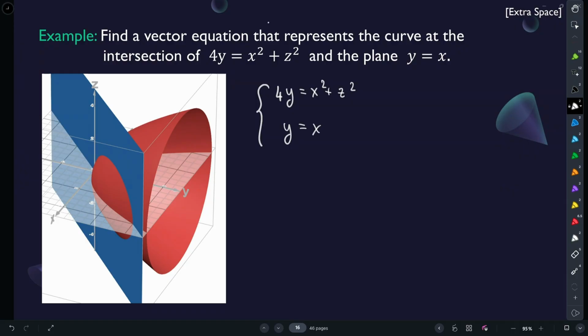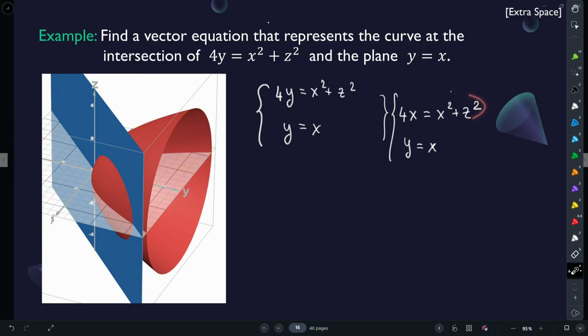then what's happening in the y equals x plane is when these two things are happening simultaneously. So what I get is 4x is equal to x squared plus z squared. That is what's happening in the xz plane. And then the y coordinate, I know how to get it from y equals x. Okay, so I can write it like this now. And if I can parameterize this thing, then y is just equal to the x coordinate.